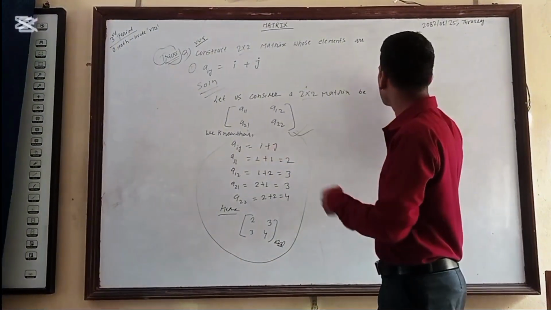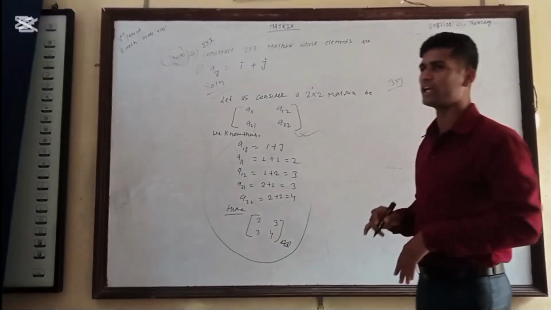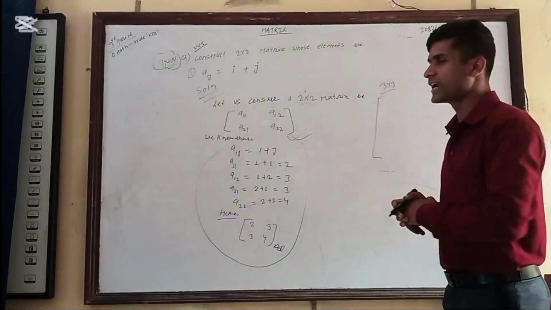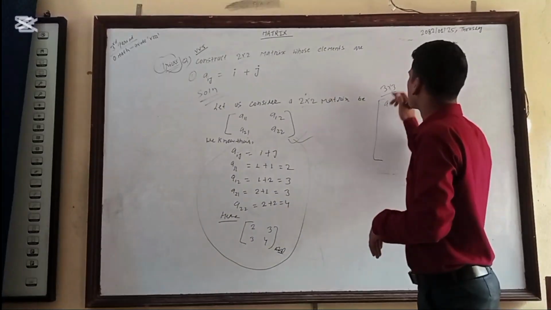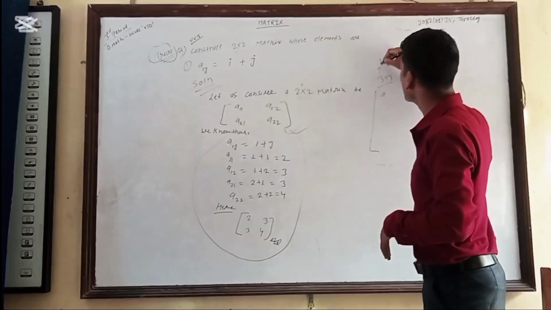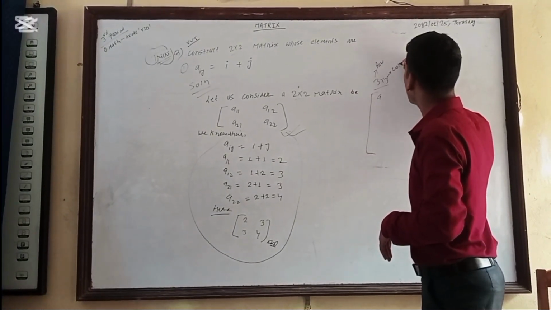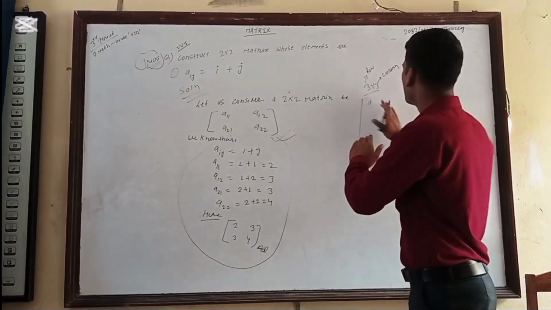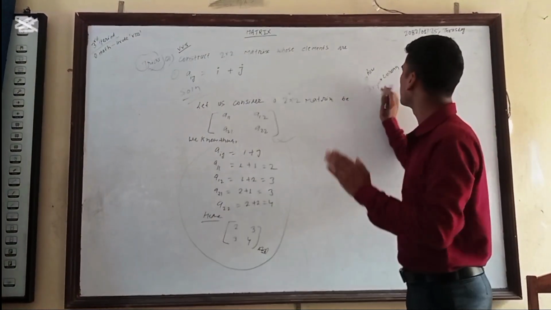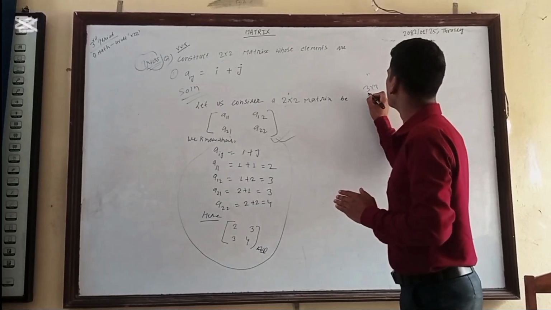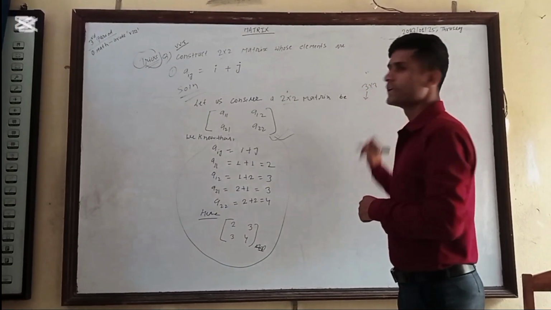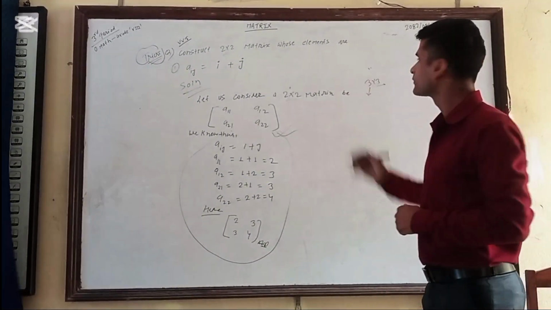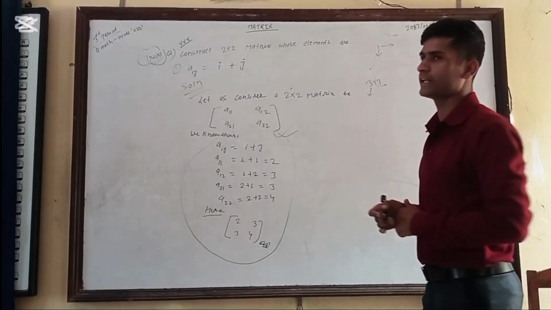If you are given a 3 by 3 matrix, then what will you do? Just write a big bracket, and then this is the row and this is the column. Do you know this is row and this is column? Then put the rows going down and the 3 columns going across like this. Understood?